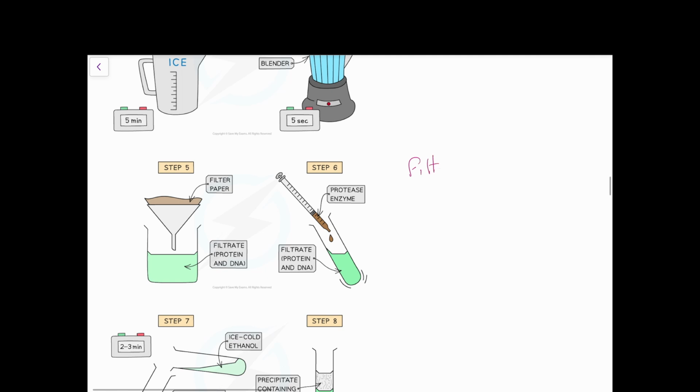The next steps, it is worth us talking a bit about what the function of it is. So filtering is important because filtering removes any of the solid parts. If you're using plant material, then there could be a lot of larger solids that might need to be removed and filtered out.